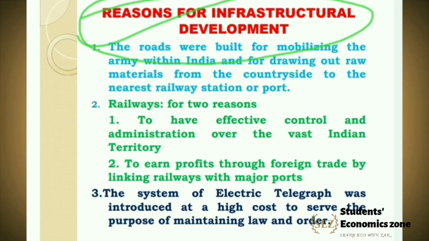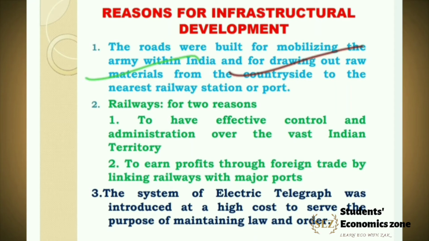Why did Britishers develop our infrastructure? The basic objective of the British government to develop infrastructure was not to provide basic infrastructure to the people of India, but to serve their own colonial interest, that we already discussed. That means it was not for developing our nation, it was to serve their own colonial interest. So the first case, that is road.